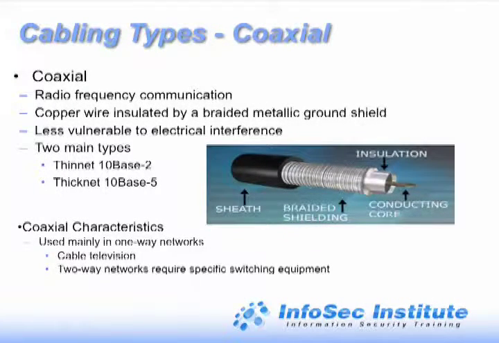Okay, good old coaxial. This is radio frequency communication. There's copper wire insulated by a braided metallic ground shield. Less vulnerable to electrical interference. The twisted pair is definitely sensitive to that. Also 2 main types. There's thinnet, which is 10Base2, and then thicknet, which is 10Base5. Again, numbers or names to memorize.